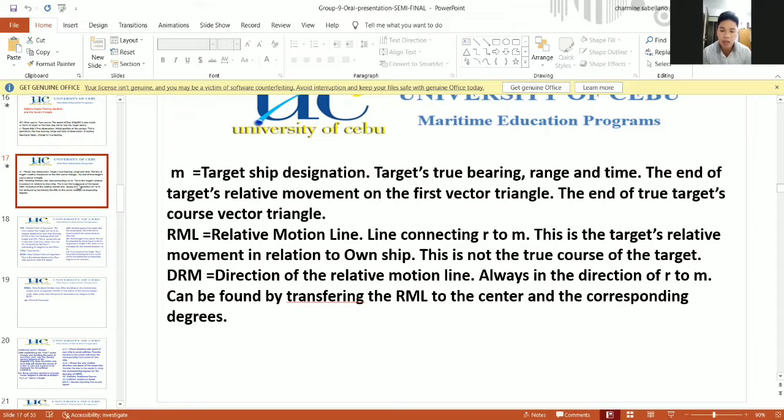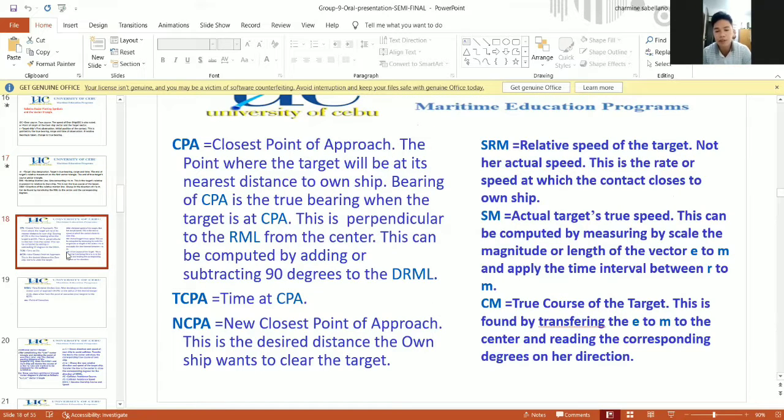DRM, direction of the relative motion line, is always in the direction of R to M, and can be found by transferring the RML to the center of the corresponding degrees. So for example, we have the circle, we have the radar, and this is the RML, and the point of the radar is in here. So simply move the line to the center. So that is the DRM. So next slide, please.